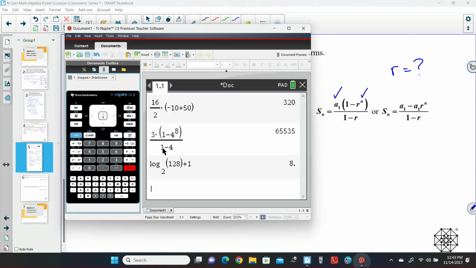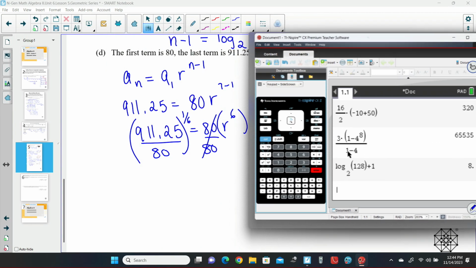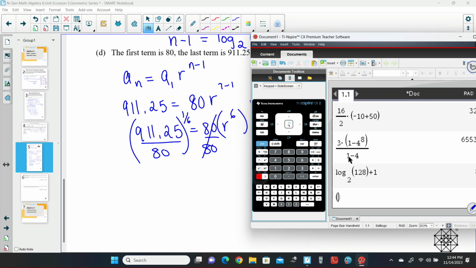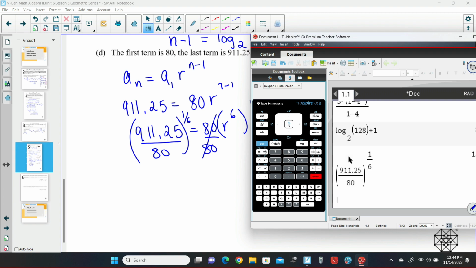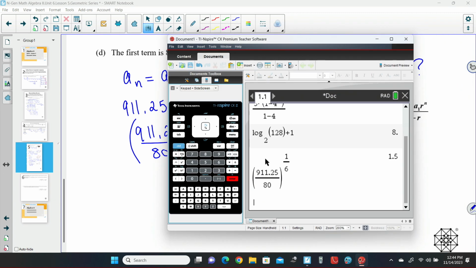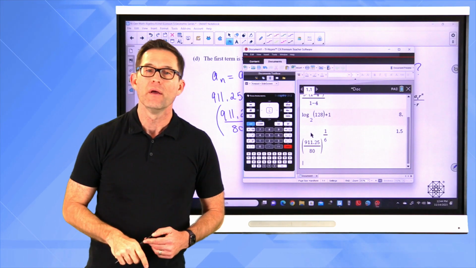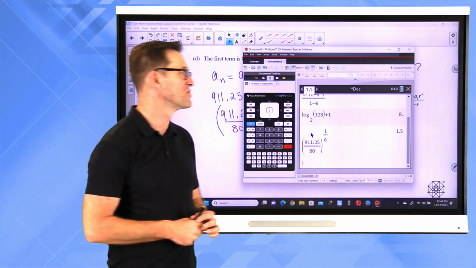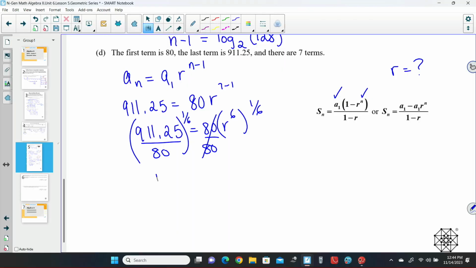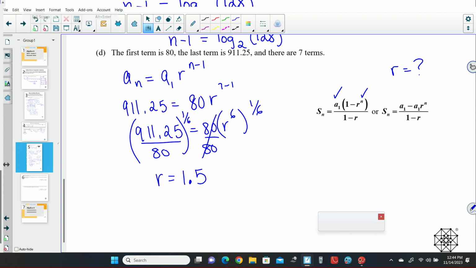That is certainly something I want my calculator for, right? So I am going to simply take a parenthesis out, put in a fraction. I've got 911.25 divided by 80, all raised to the 1/6, and that gives me, I was going to say, a ratio of 1. That would have been weird. It gives me a ratio of 1.5, right? That is my common ratio. r equals 1.5.